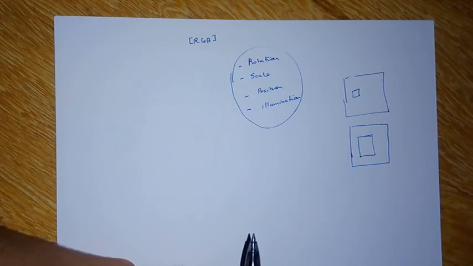Okay, so with that said, the first technique or the feature vector that I'm going to discuss is called the chain code, which would be the subject of the next video.